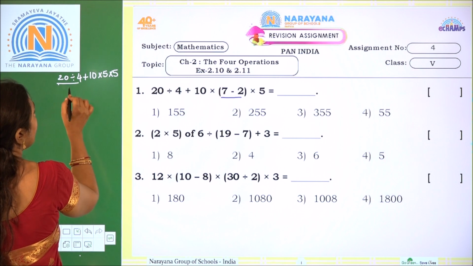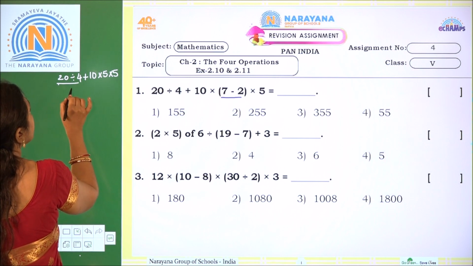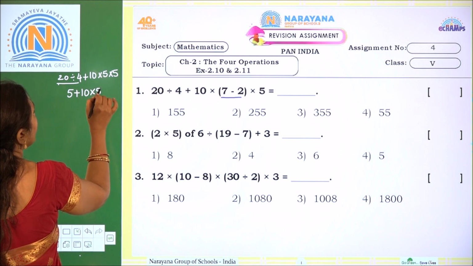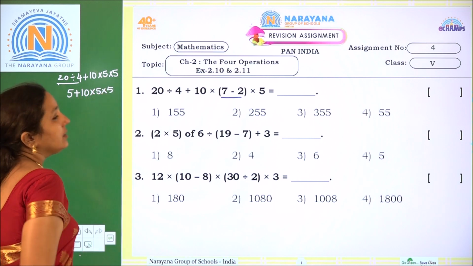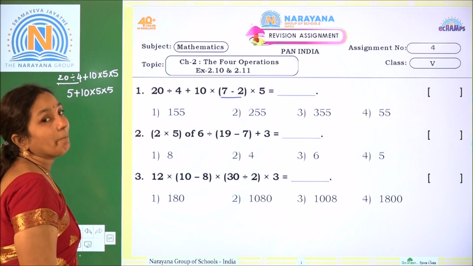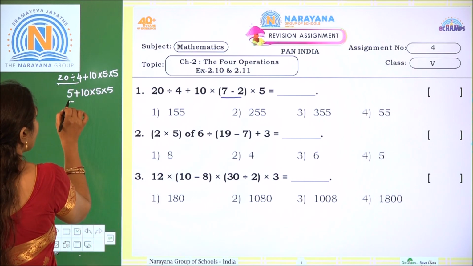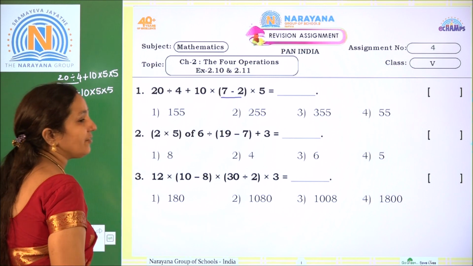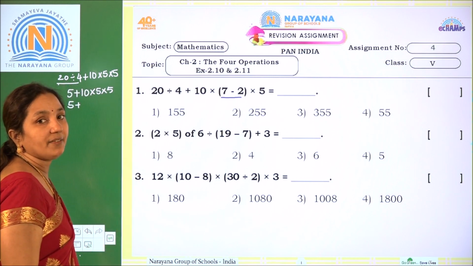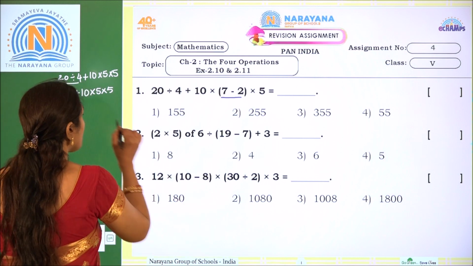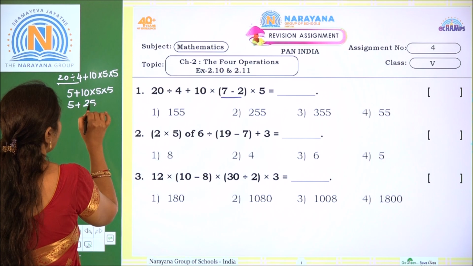20 divided by 4 is how much? 5 plus 10 into 5 into 5. In BODMAS, which operation comes after division? Multiplication. So 5 plus 10 into 5 into 5. 10 5s are 50. 50 5s are 250. So we get 250.